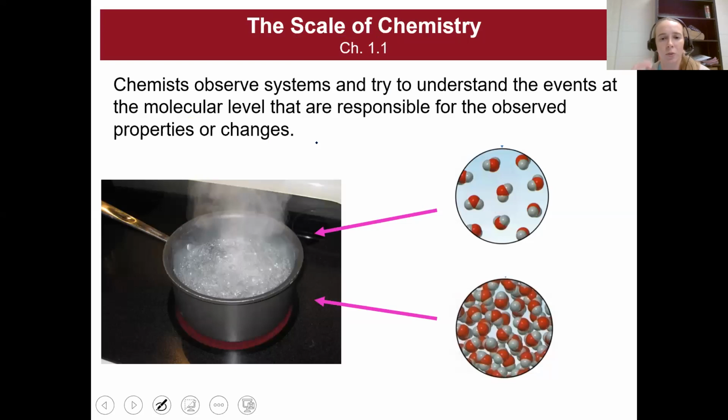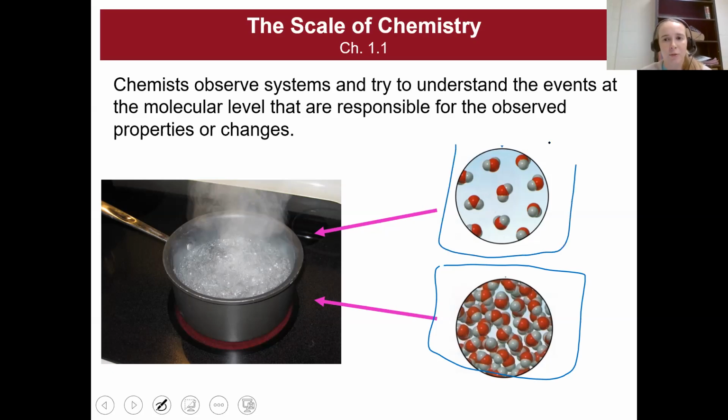All right, so let's talk about scale a little bit. Chemists observe systems and try to understand events at the molecular level that are responsible for observed properties or changes at the macroscopic level. So this is a pot of boiling water. The water in the pot is in liquid state, so its molecules are close together, but still moving around in a fluid motion. Whereas the water vapor that's rising as steam out of our pot is a gas.